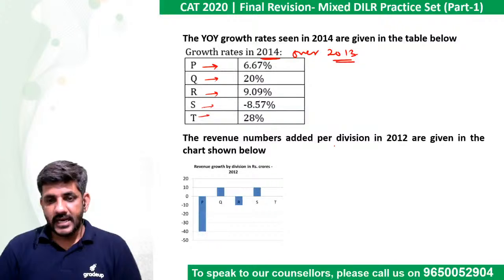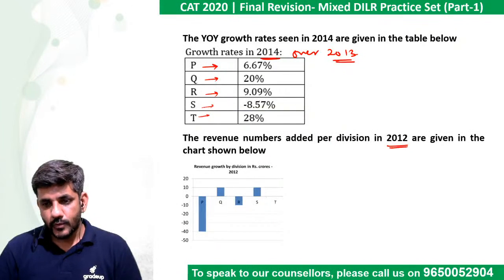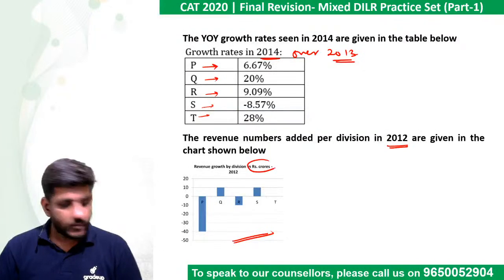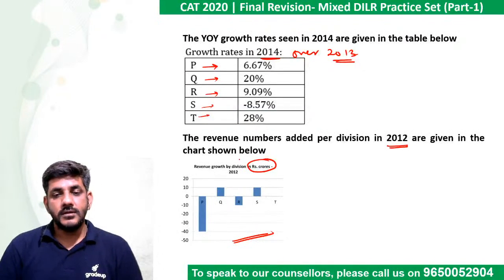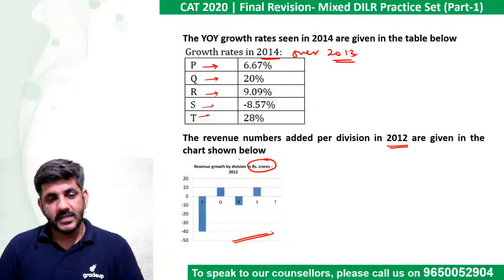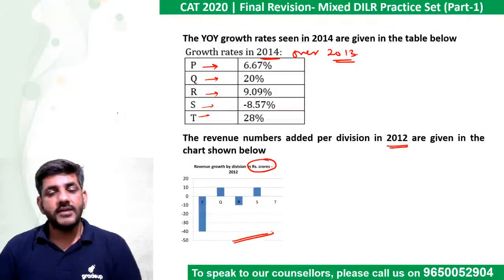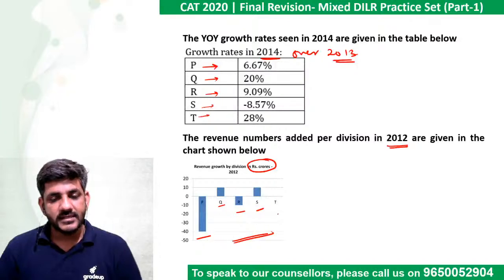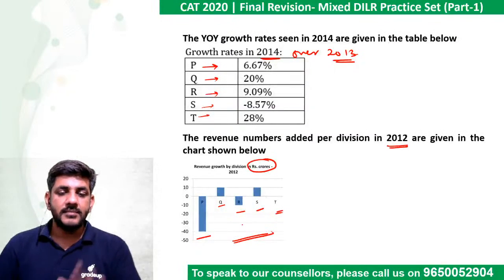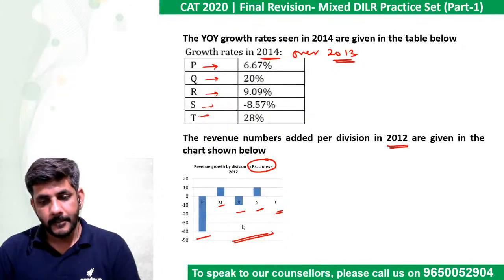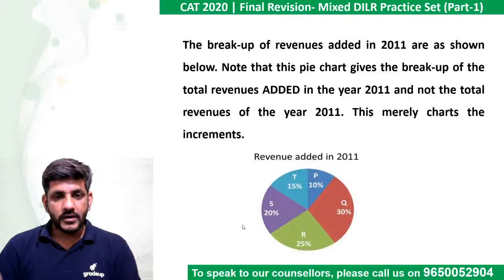The revenue numbers added per division in 2012 are given in the chart shown below. So these figures are in rupees crores. कि 2012 में कितना रेवेन्यू ऐड हुआ है, that means with respect to 11 how much revenue has been added. So for P it decreased, for Q it increased, for R it decreased, for S it increased, and for T it remained the same. This is what is mentioned over here. ठीक है, एक और ग्राफ है.